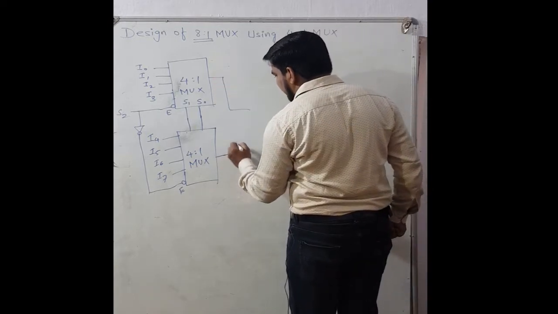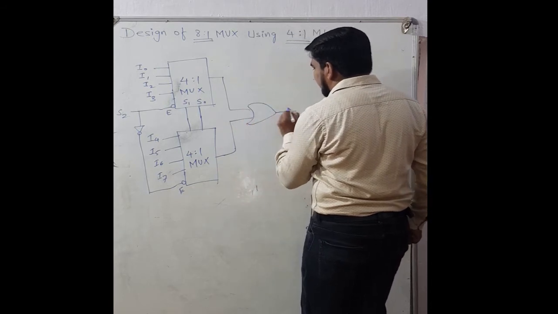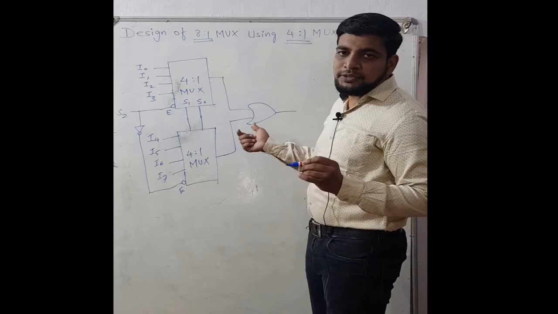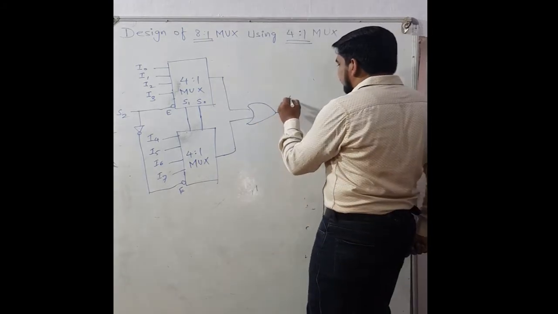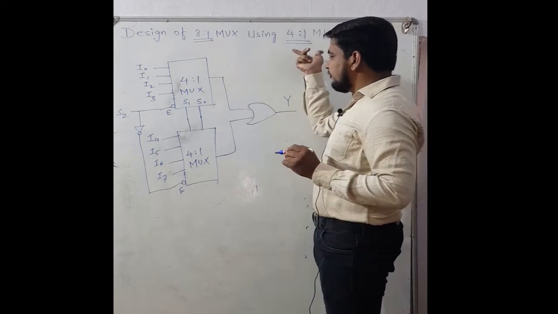Now, both the outputs of multiplexer should be applied to an OR gate. We know that the output of OR gate is high when any one of the inputs is high. So, this is the output Y. In this way you can design 8:1 mux using 4:1 mux.